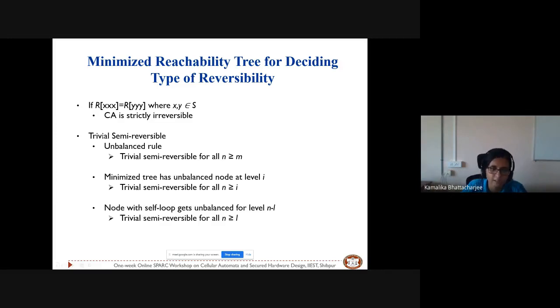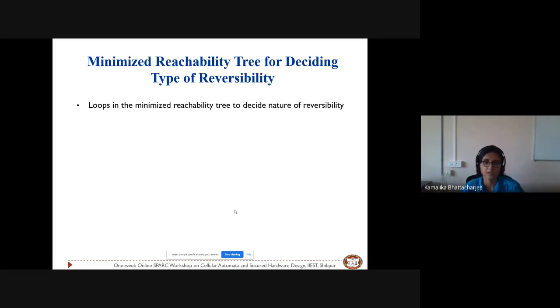Similarly, if we have in the minimized tree a node which has a self loop and it gets unbalanced for some specific level, say n, then it will be trivially semi-reversible for all n greater than or equal to that level. So this is about trivially semi-reversible and strictly reversible.